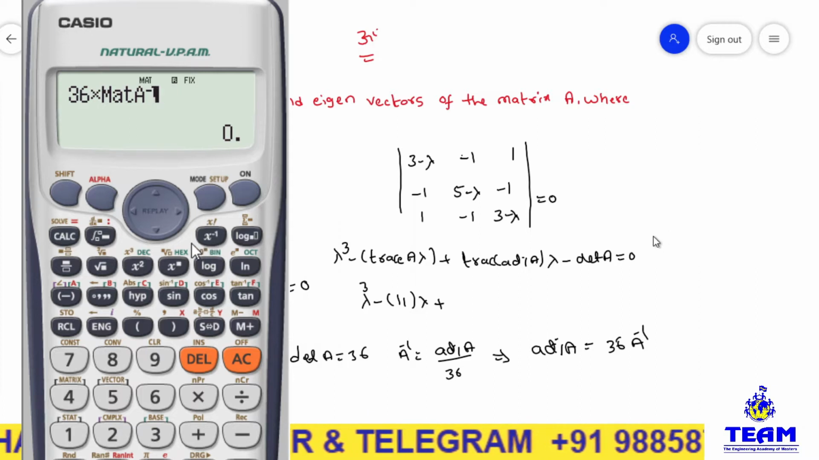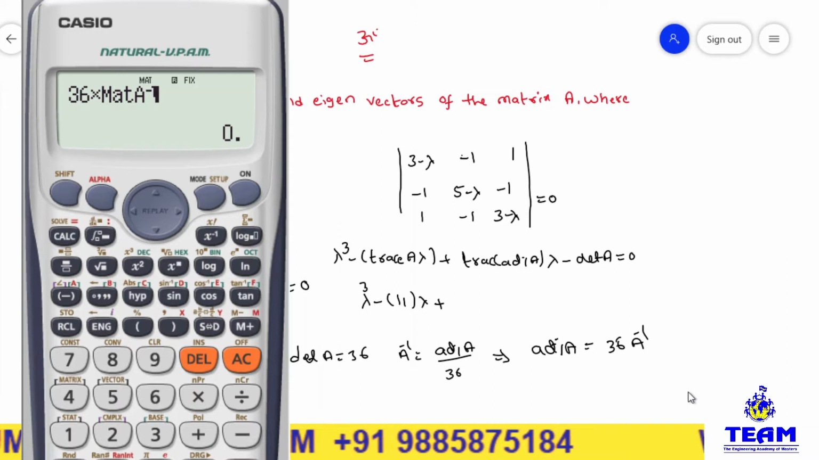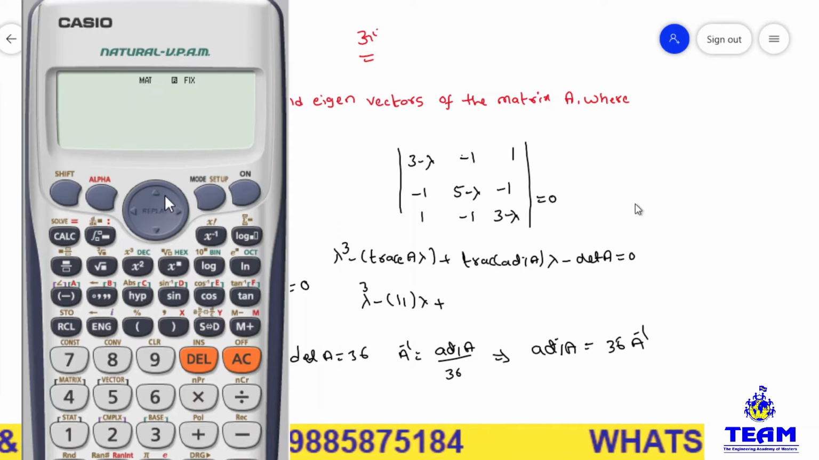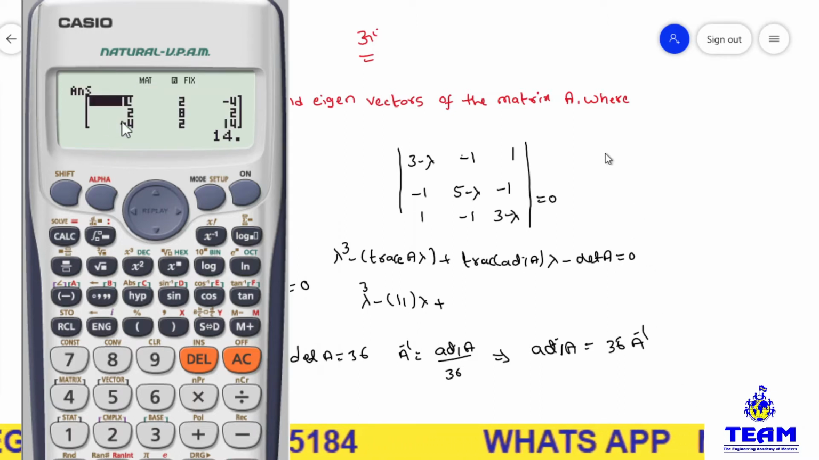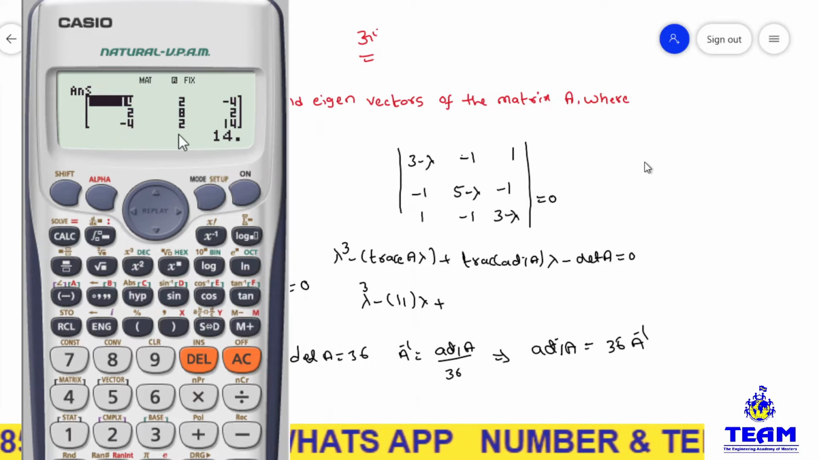Now you observe, friends, what you did: determinant into mat A inverse. So this is equal to, we are getting the adjoint matrix. What is the adjoint matrix here? 14 2 -4, 2 8 2, -4 2 14.